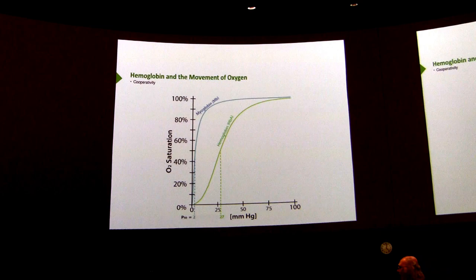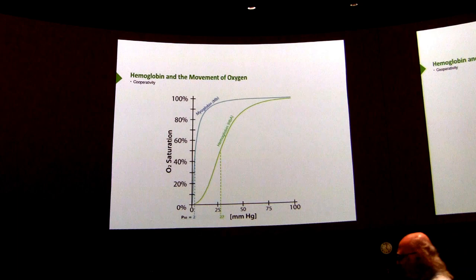Is that bad? That's good. Why is it good? Well, let's think about it. In our lungs, what's the oxygen concentration? High. Deep in our body, in our tissues, what's the oxygen concentration? Low, right? High oxygen concentration, what percentage of hemoglobin is bound with oxygen?